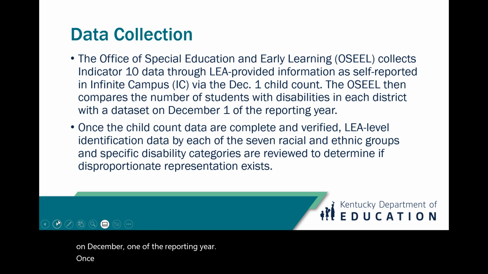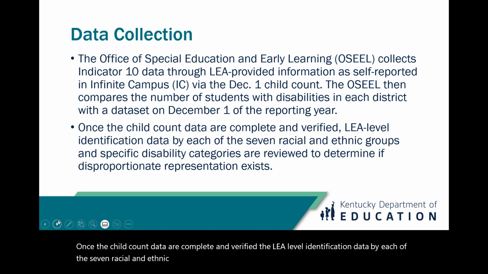Once the child count data are complete and verified, the LEA level identification data by each of the 7 racial and ethnic groups and specific disability categories are reviewed to determine if disproportionate representation exists.